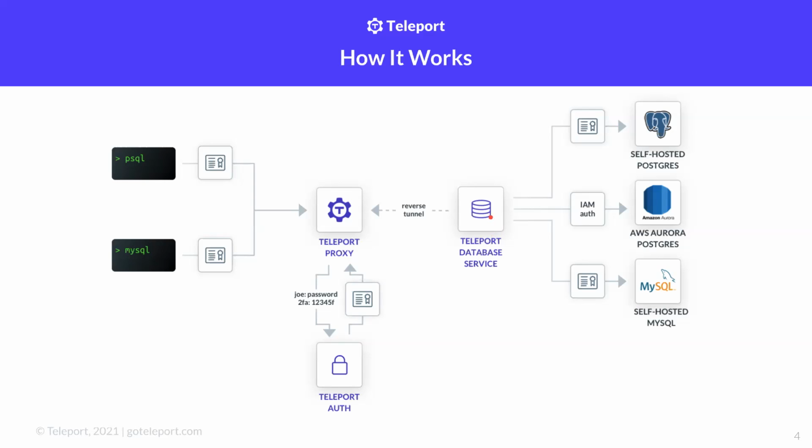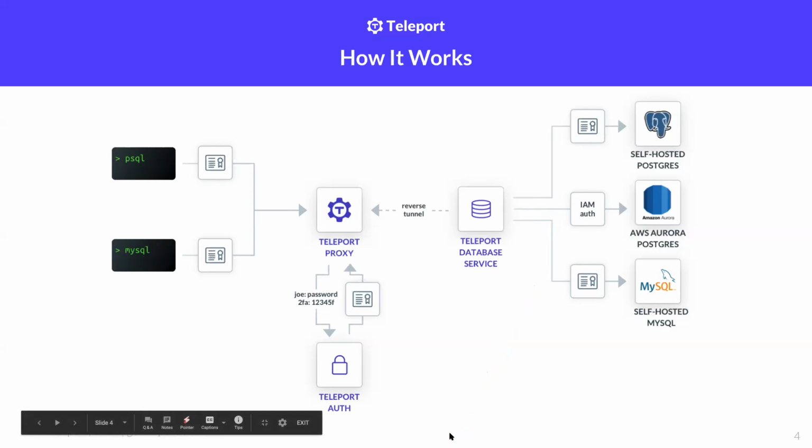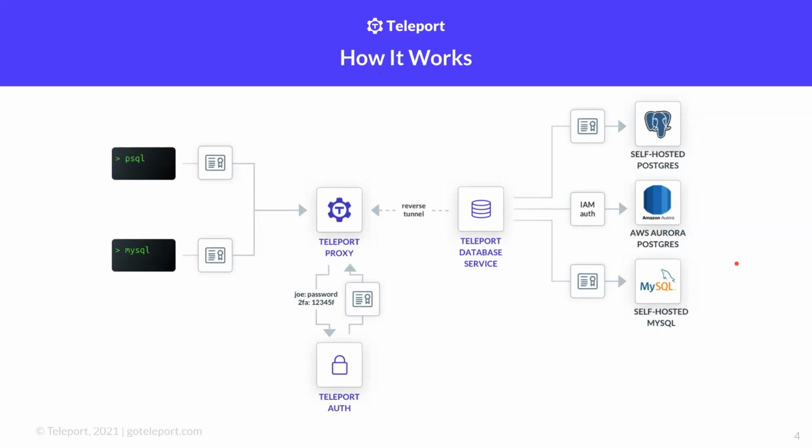And from there on out, the database service starts proxying the traffic between the database client that the user uses and the actual database. You can also see here on the right some examples of a database that may be connected to the database service and the authentication methods used, right? For self-hosted databases, the preferred authentication method is client certificates. And in the case of AWS, for example, it's IAM authentication. All right, so that's the architecture. Hopefully it's now more or less clear how it works under the hood.